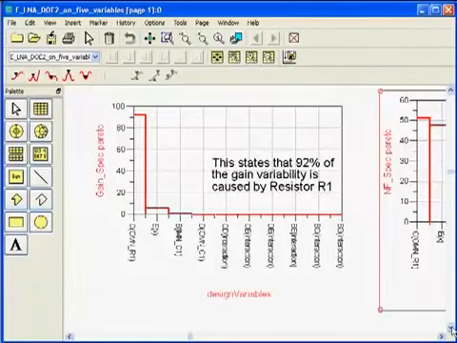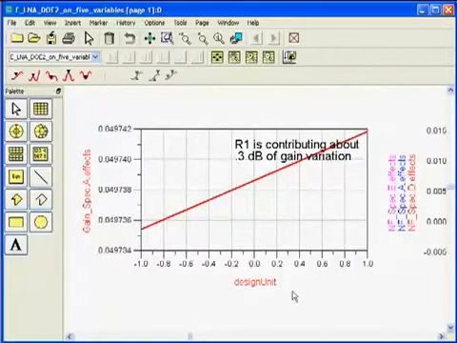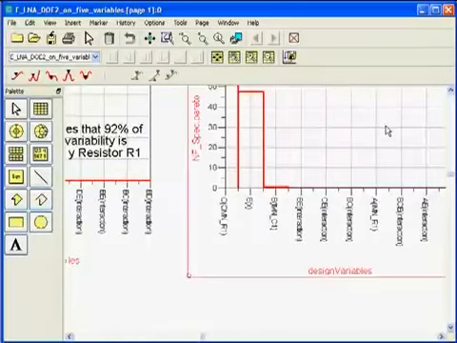Then I go to the effect plots. If you remember, I told you about the main effect plots. R1 here is contributing about 0.3 dB of gain variation. So if my gain of the amplifier is 11 dB, my gain variation is going to go from maybe 10.8 to 11.1 or 10.9 to 11.2. There is a 0.3 spread variation due to the resistor R1. Let me now go to the next spec.